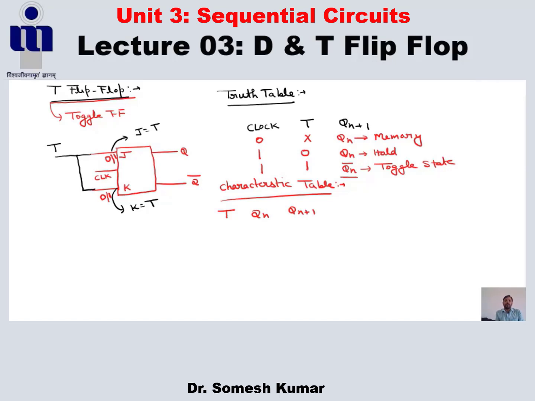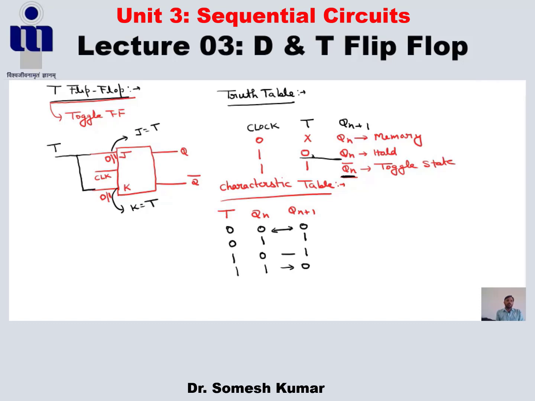So if T is 0 and the previous state is also 0, what will be the next state? If T equals 0, then Qn plus 1 is equal to Qn. Now if T is 0 again and Qn is 1, then what is the value of Qn plus 1? It is 1, because Qn plus 1 equals Qn when T equals 0. When T equals 1, it toggles. According to the truth table, if the previous state is 0, it converts to 1, and if the previous state is 1, it converts to 0.